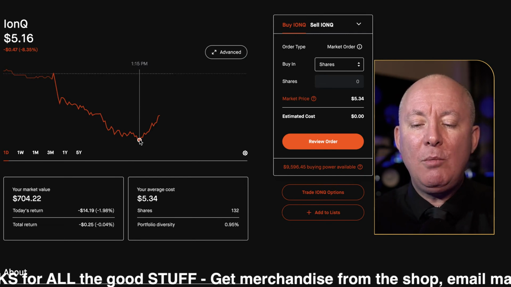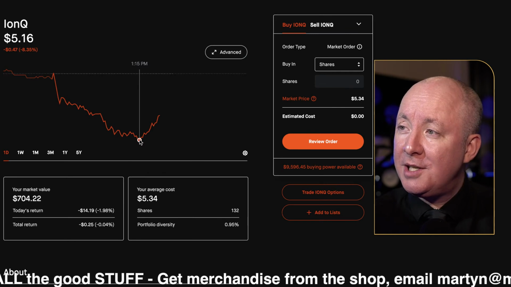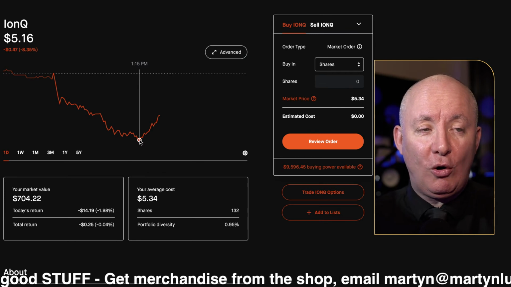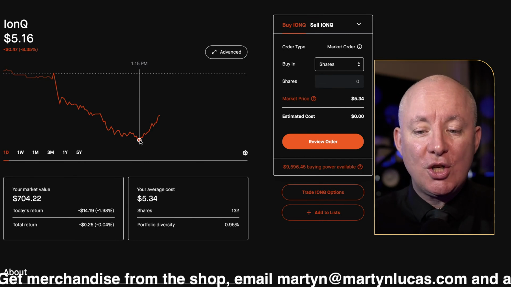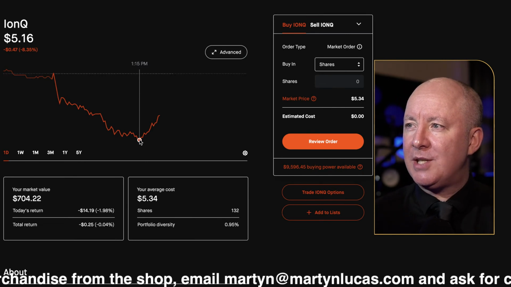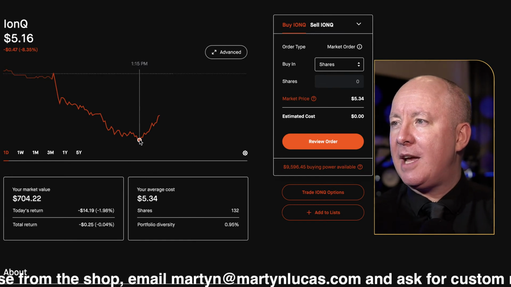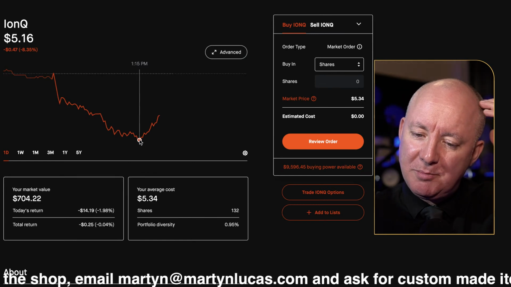Then what happens is the shorters end up having to lose their money or buy in as it goes up. And that's a short squeeze, and suddenly the stock shoots up. I don't think this is a short squeeze right now. Maybe someone could tell me if they're looking at those positions, that information.